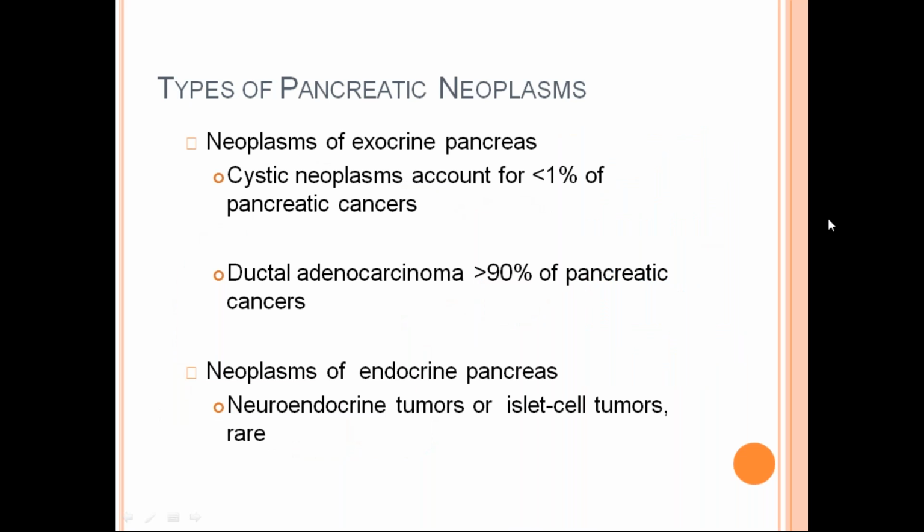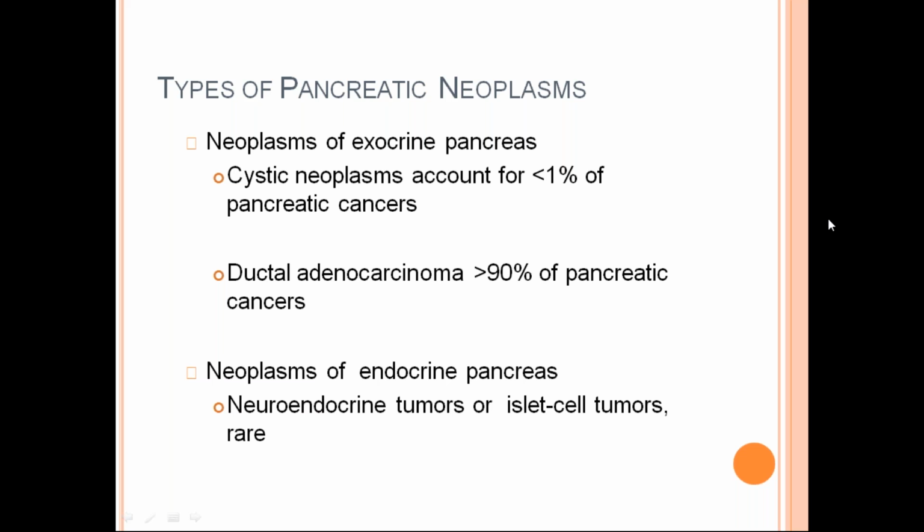So coming to the proper chapter, pancreatic neoplasms. These are the types of pancreatic neoplasms. You all know the pancreas has both exocrine and endocrine parts. So neoplasms occur in both the exocrine and endocrine pancreas. In the exocrine pancreas, you should remember two: one is the ductal adenocarcinoma and another is the cystic neoplasms.